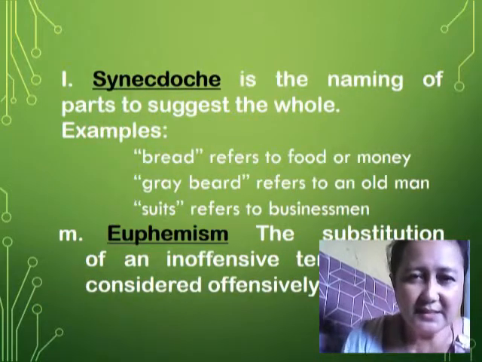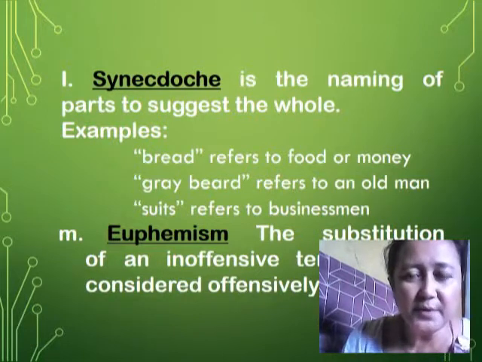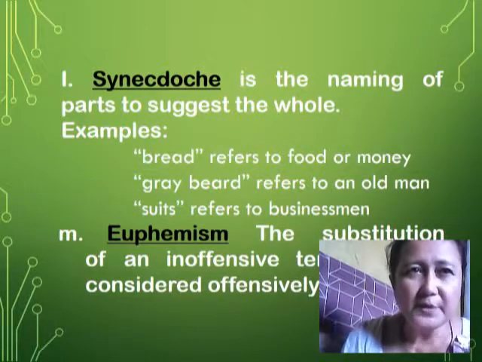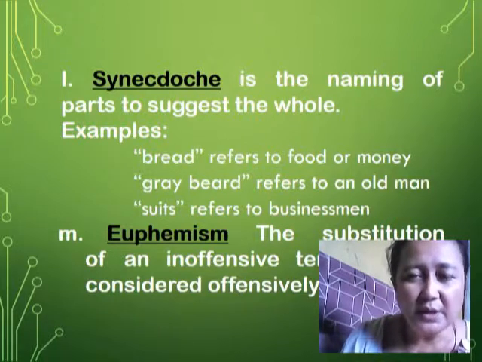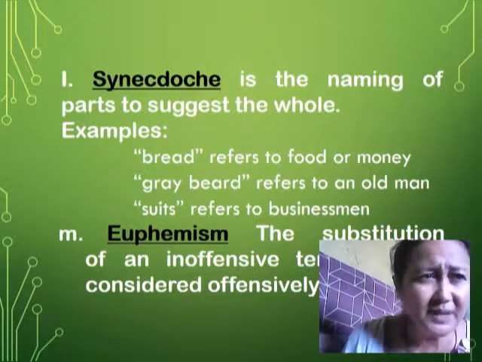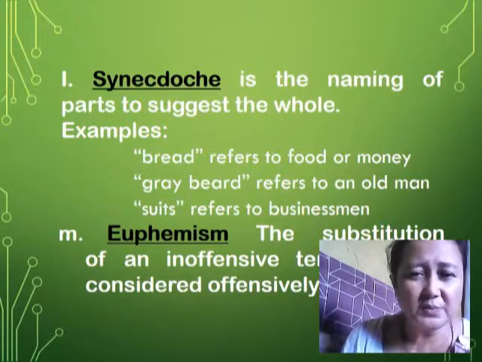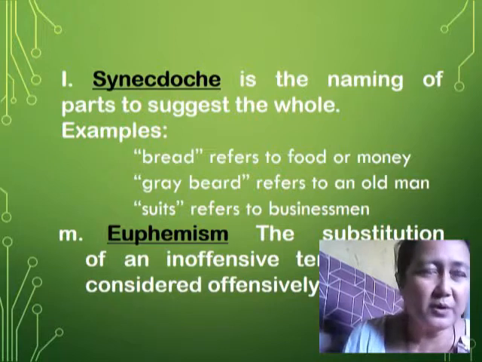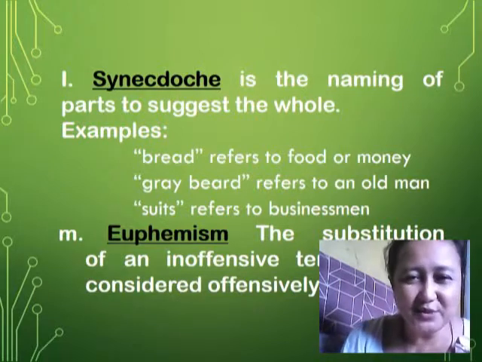Synecdoche is the naming of parts to suggest the whole. For example, bread refers to food or money. Just like when we say in the Lord's Prayer, give us today our daily bread, we are not only asking the Lord to give us bread, but our daily needs. Gray beard refers to an old man. I saw a gray beard walking down the street. Of course, we do not see a gray beard walking down the street in reality, but this means that I saw an old man.